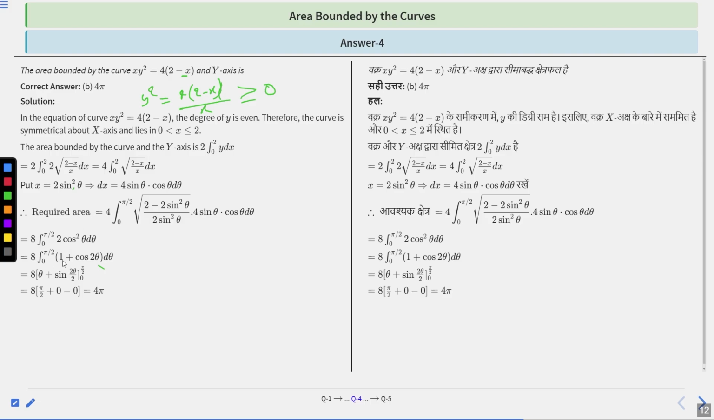which is equal to 8 times integration of 0 to pi by 2, and 2 cos square theta can be written as 1 plus cos 2 theta d theta, right? Therefore, 8 times integration of 1 plus cos 2 theta is theta plus sine 2 theta by 2, and the limit is from 0 to pi by 2. By putting the limit from 0 to pi by 2, we get the area as 8 times pi by 2 plus 0 minus 0, which is equal to 4 pi. Got it?